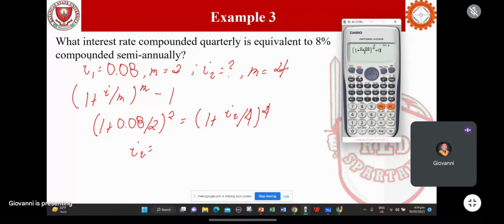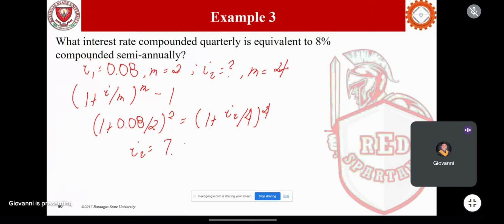So 1 plus x over 4 raised to 4. And shift solve, so equal siya sa 7.92%. 7.92%. Okay? Naintindihan? Gets? Gets po. Okay na. Question pa?